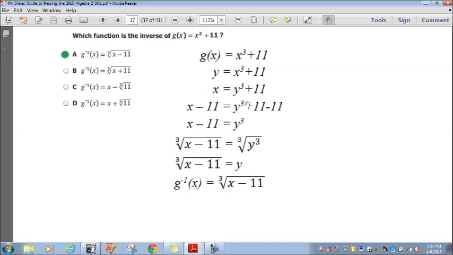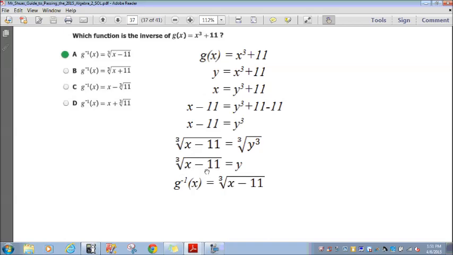So what I will do is subtract 11 from both sides of the equation. If I do that, I get x minus 11 on the left side and y cubed by itself on the right side. Now, again, I want to solve for y, which means I need to get the y by itself. So I'm going to take the cube root of both sides, because the cube root of anything cubed is simply what's under the radical. So on this side, that just leaves me with y. On this side, it's the cube root of x minus 11.